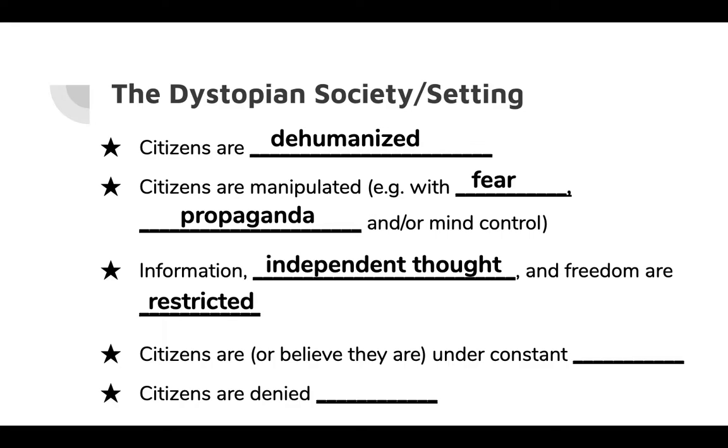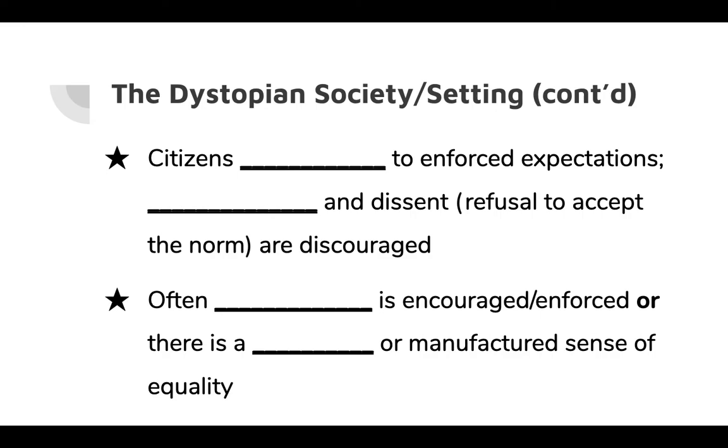Citizens are or believe they are under constant surveillance, like somebody is always watching, so they need to be extra careful. And citizens are denied justice, meaning if they experience some kind of injustice, they have no recourse, no way to make things right because they live in a fundamentally unjust society. In dystopian settings or societies, citizens conform to enforced expectation, and individuality and dissent are discouraged. So again, it's the idea of somebody else kind of making the decisions about the way people should be and think and live, and people are not allowed to exercise freedom or their rights to be unique individuals.